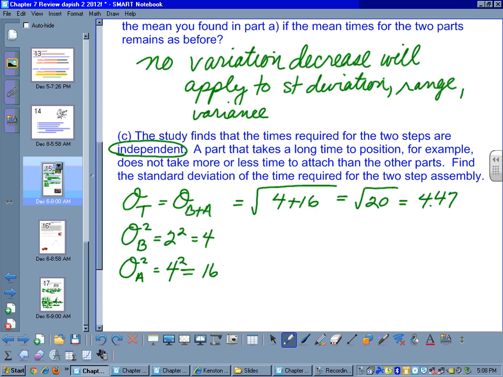And that is the new information for our combined process. The total time will be 31 seconds with a standard deviation of 4.47 seconds.